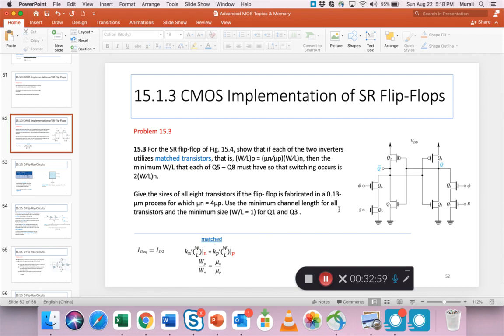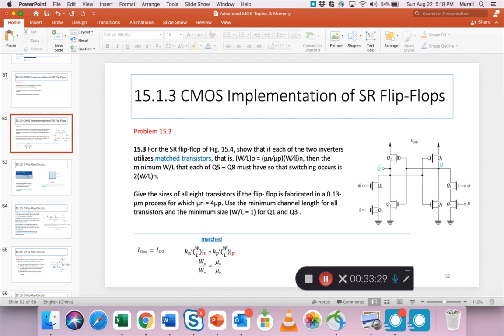Use the minimum channel length for all transistors and the minimum size. That means W by L equals 1 for Q1 and Q3. Okay, so he's given us some funny conditions. Basically he's saying take W by L equals 1 for Q1 and Q3, which are the N-type transistors in the inverter.